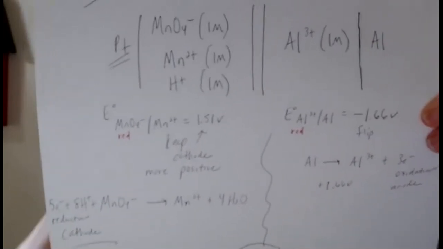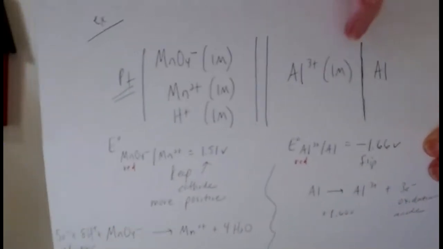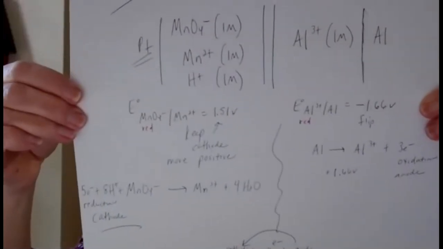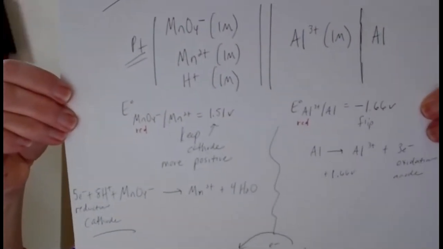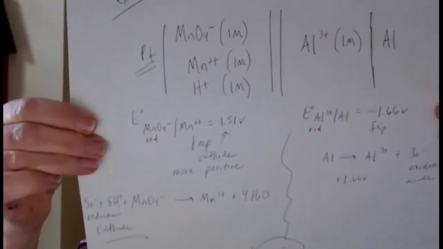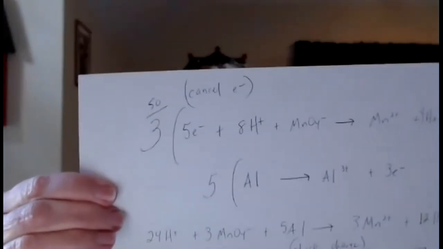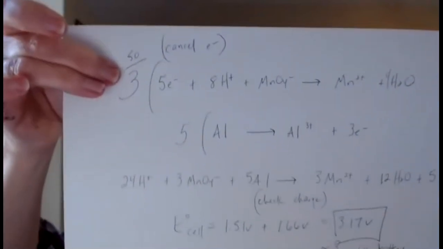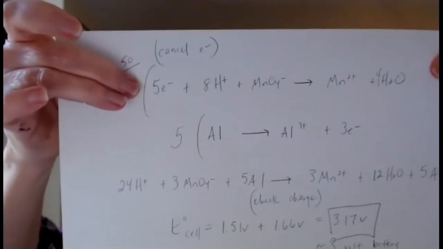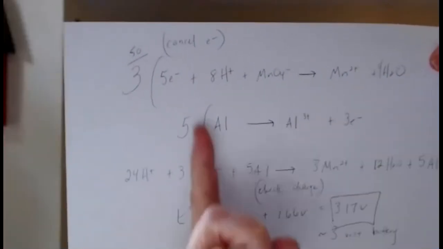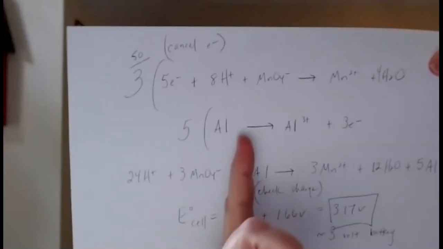So now my electron flow must be this way, right? Because you have to go anode to cathode. So if you need me to put these sheets back up, I will. Here, I kept this as my cathode reduction. I had flipped this one, so this is my anode oxidation.